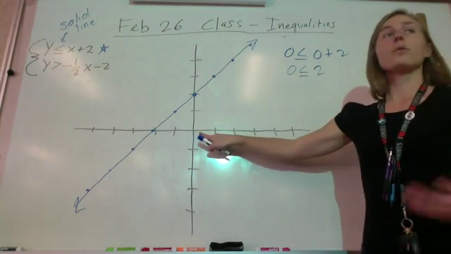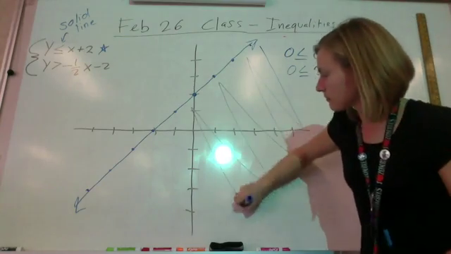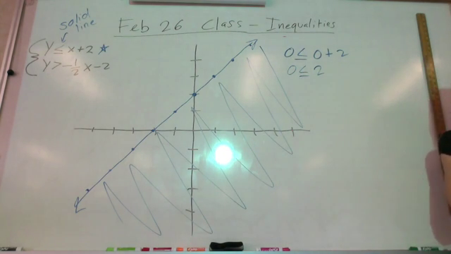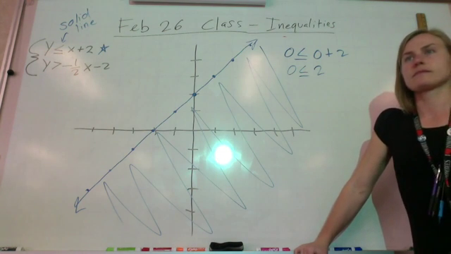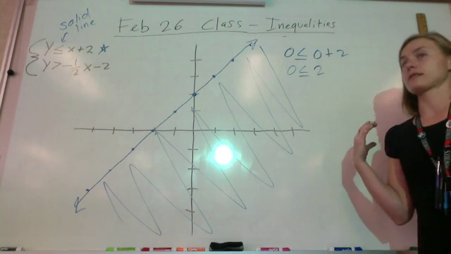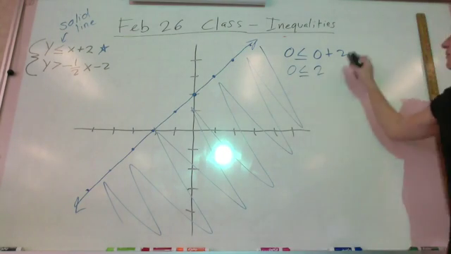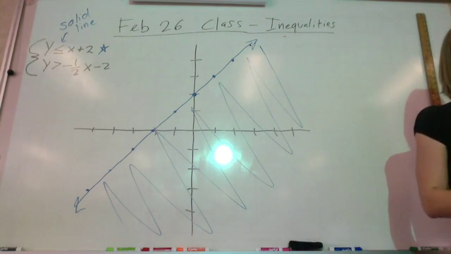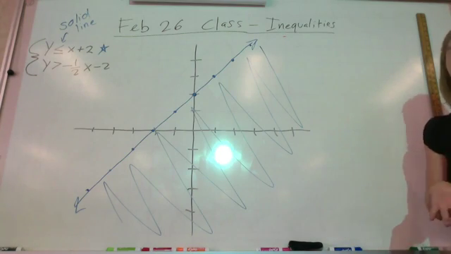So since 0, 0 worked, I'm going to shade that side with whatever color you chose to do for that line, because you're going to choose a different color for the other one. 0, 0 was the test to see if this side works. And shade fairly lightly. It doesn't need to be super hard.